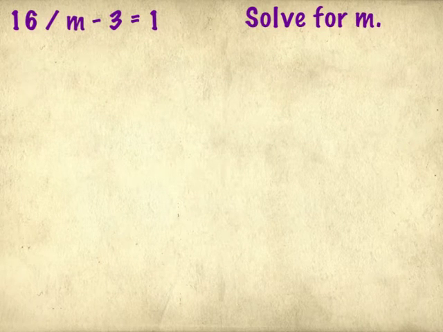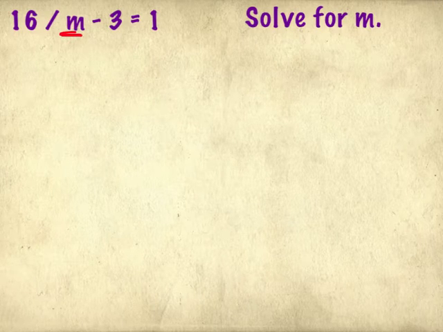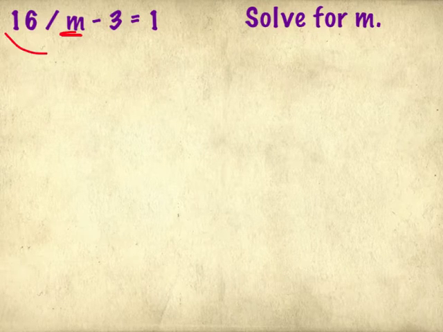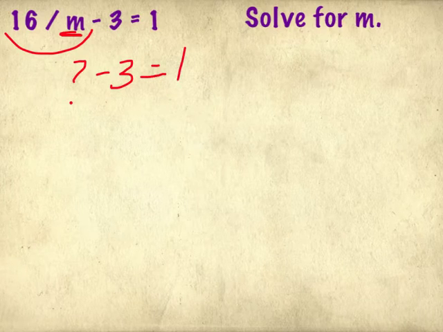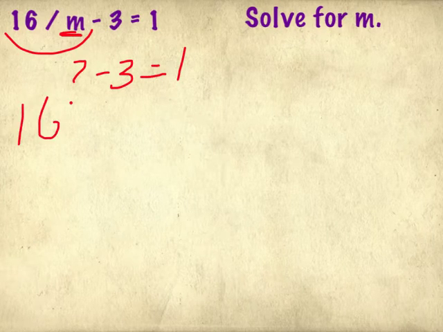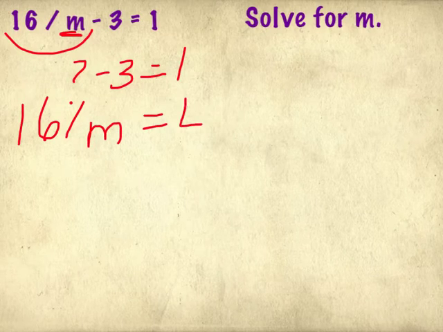So here's another example. I have 16 divided by m, take away 3 equals 1. And I want to solve for m. So the first thing that means, obviously, is find out what m is worth. I need to find out what I have to do first. That's going to be 16 divided by m. Not very helpful for me. However, I do know that when I take away 3 from it, that's going to equal 1. So I need to know what take away 3 would equal 1, and the answer obviously is 4. That means that 16 divided by m must equal 4.